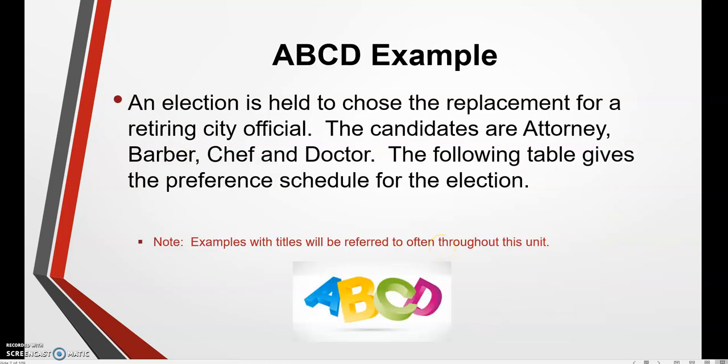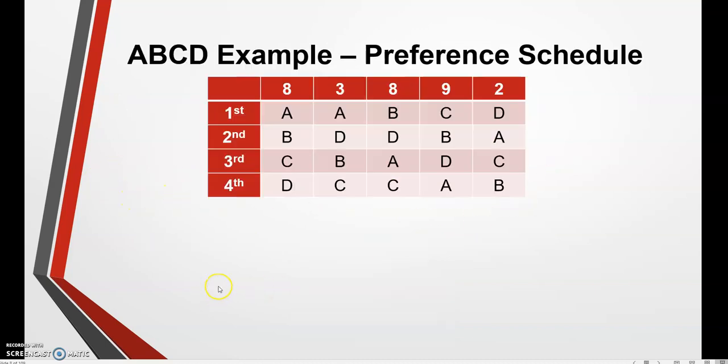So let's look at another example. An election is held to choose the replacement for a retiring city official. The candidates are attorney, barber, chef, and doctor. The following table gives the preference schedule for the election. So here is our preference schedule for our example.